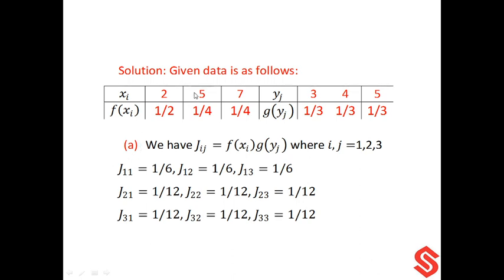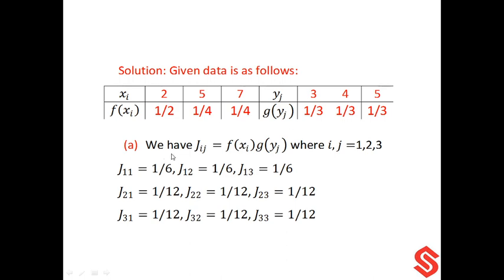Solution. Given the data, we have the values of xi and f of xi in the first table, then yj and g of yj in the second table. The values of x: x1 is 2, x2 is 5, x3 is 7; f of x1 is 1 by 2, f of x2 is 1 by 4, f of x3 is 1 by 4. Similarly, y1 is 3, g of y1 is 1 by 3, y2 is 4, g of y2 is 1 by 3, y3 is 5, g of y3 is 1 by 3.